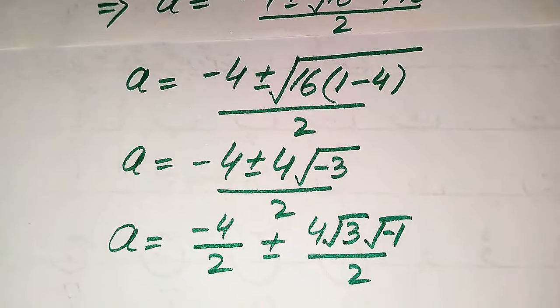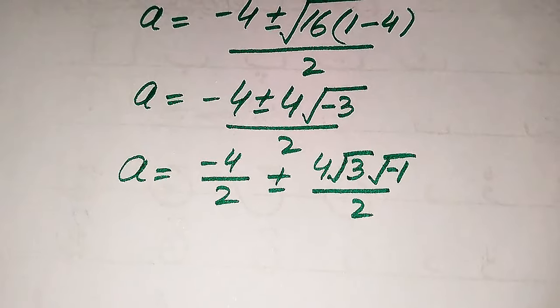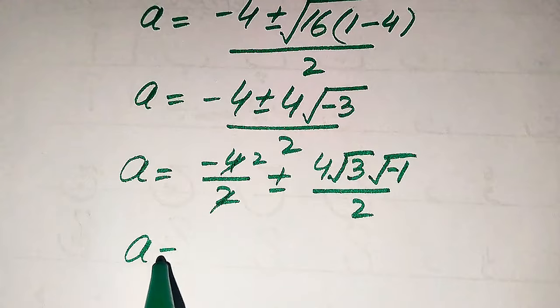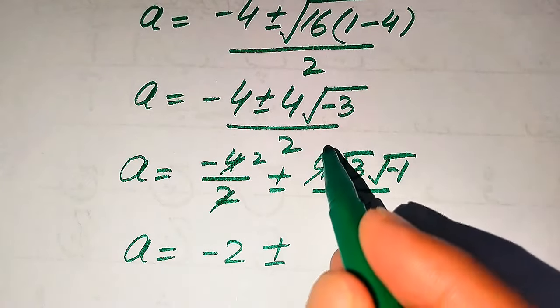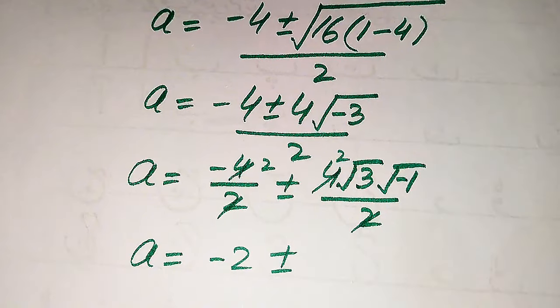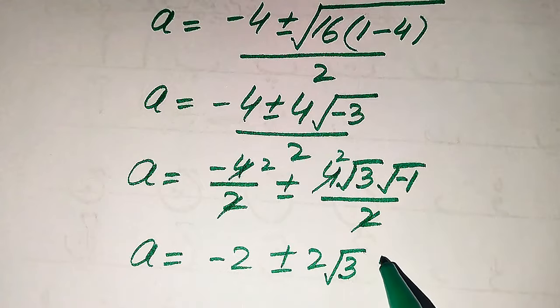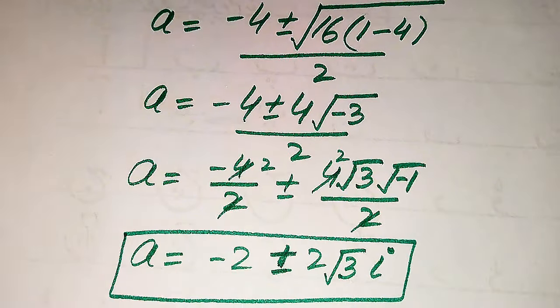And further in the next step we need more simplifications, and you see here 2 times 2 becomes 4, and we will get a is equal to minus 2 plus minus, this is also 2 times 2 is 4, and we obtain 2 times square root of 3, and here we know that square root of minus 1 is equal to iota. So these are the other two complex roots of the given equation.